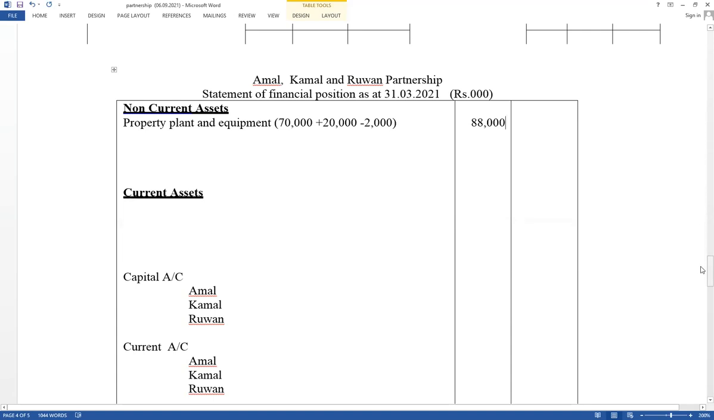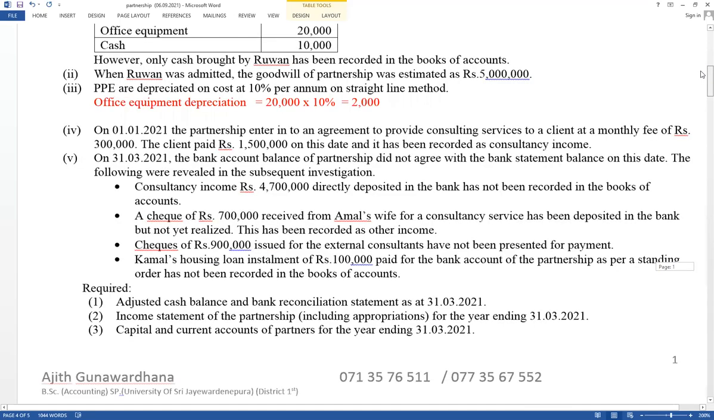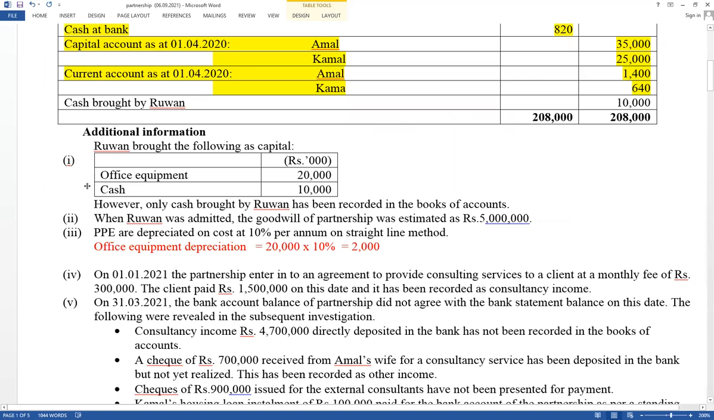Like we have been discussing the additional information, the first one and third one we have discussed. Think additional 1 and 3. The first one has given Ruan brought the following as capital: cash, which is available in the trial balance, and office equipment. At the same time, depreciation is also calculated. Additional 1 and 3 we have discussed.